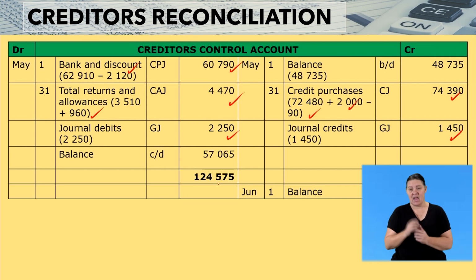124,575, and we have the same amount here, 124,575. And then we now have our balance carried down, 57,065. The 57,065 will come to the credit side because it is a liability.